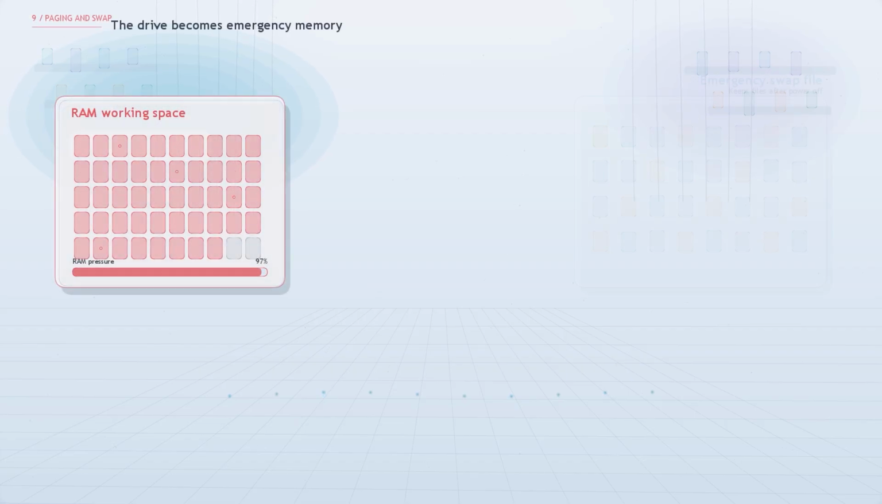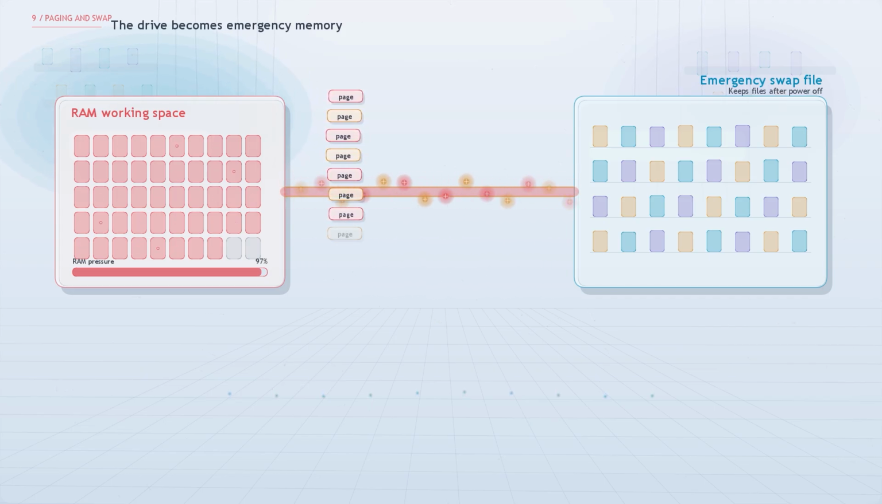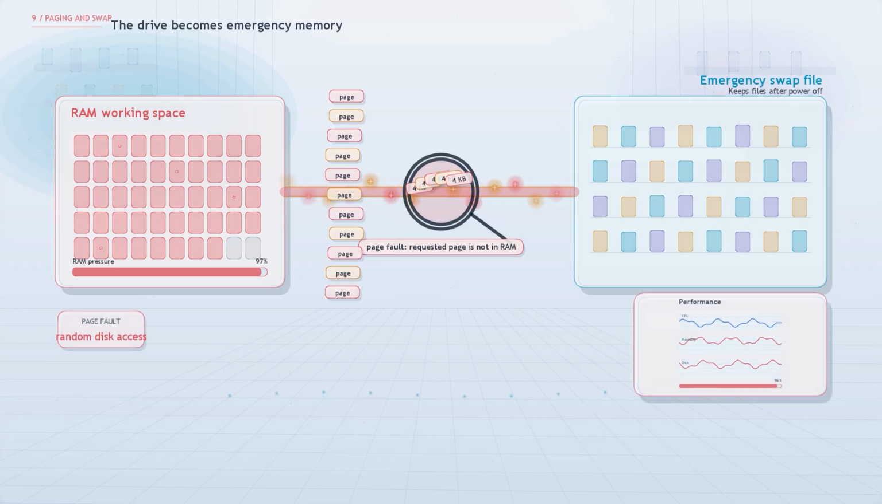Let's look deeper at what happens during heavy swapping. The disk activity indicator goes from calm to frantic. Throughput spikes as the OS desperately shuffles pages around. But raw throughput isn't the real issue. Latency is. Each individual page fault requires a random disk access. And random access is where even fast SSDs struggle.